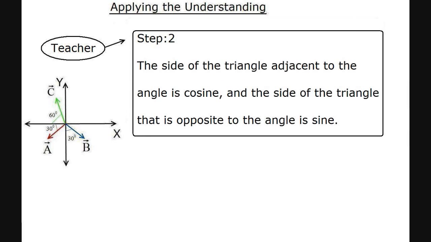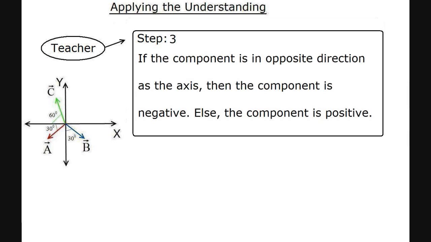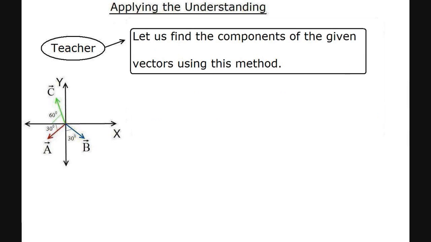Step 2. The side of the triangle adjacent to the angle is cosine, and the side of the triangle that is opposite to the angle is sine. Step 3. If the component is in the opposite direction as the axis, then the component is negative. Else, the component is positive. Let us find the components of the given vectors using this method.